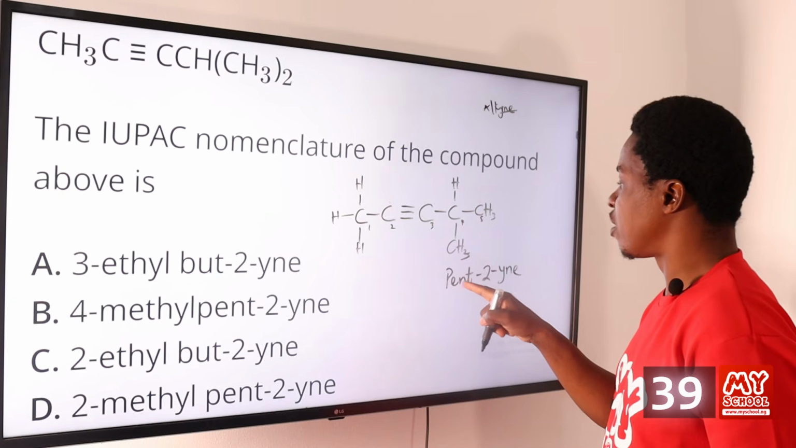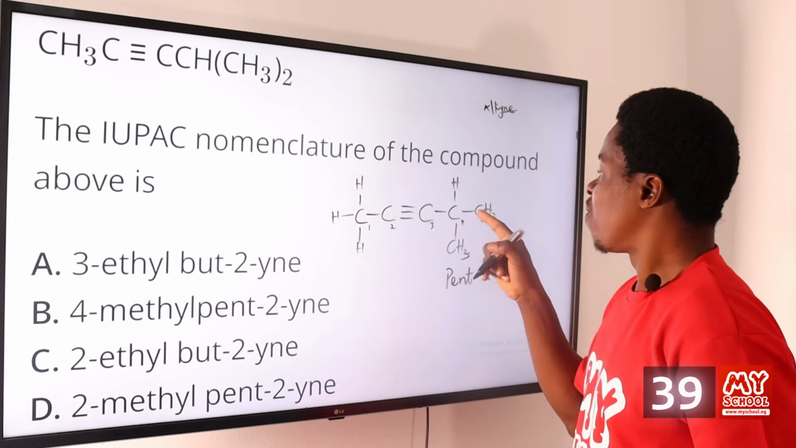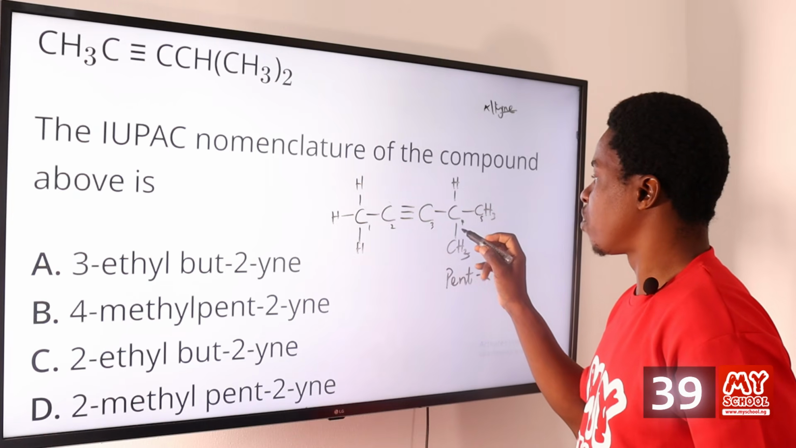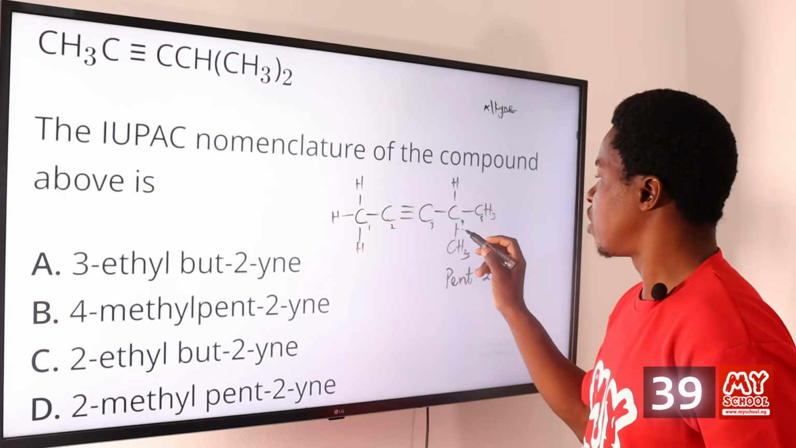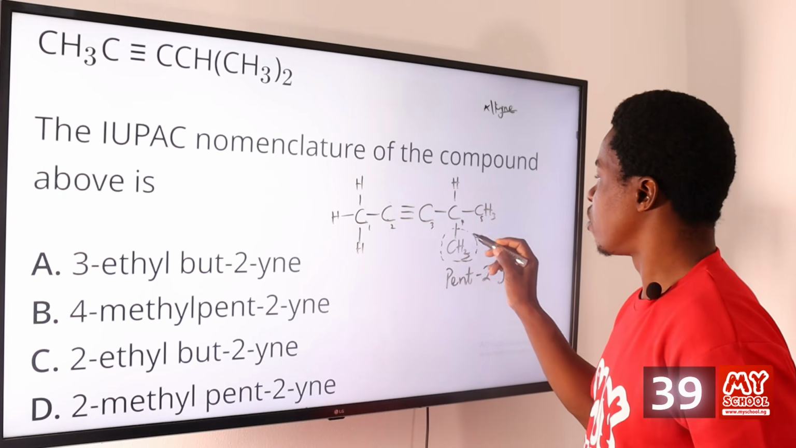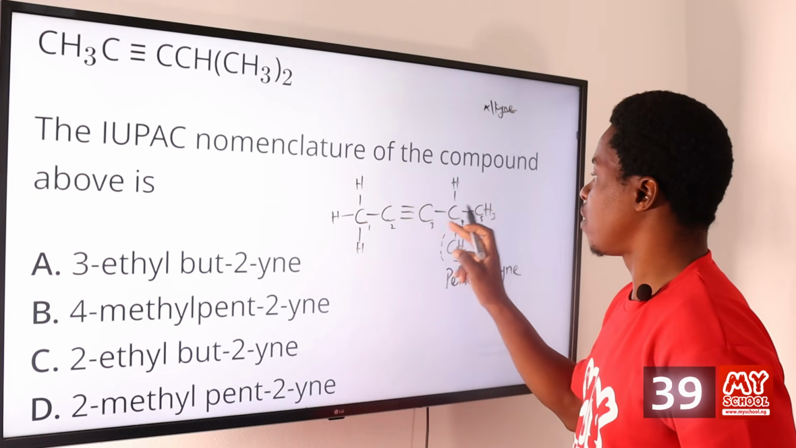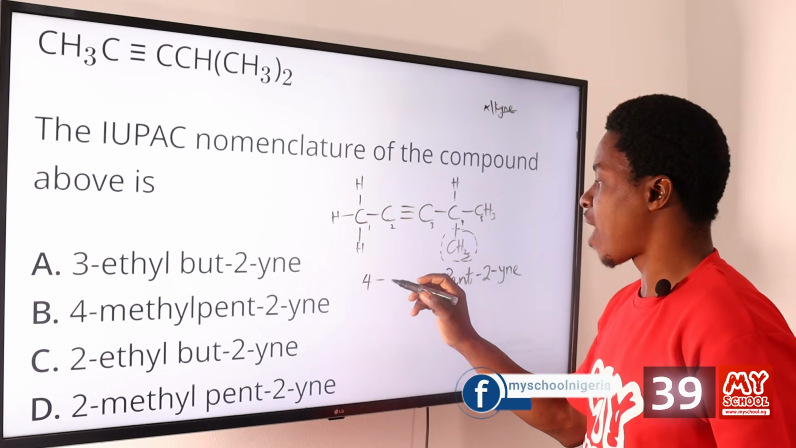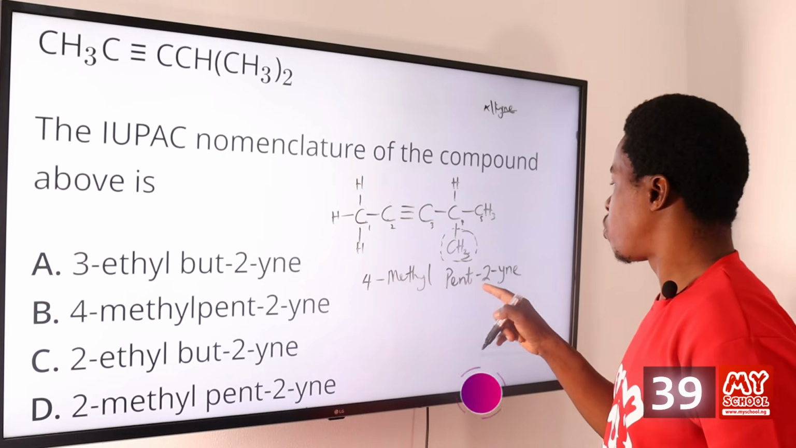YNE. So that is pent-2-yne. Now we look at what number of substituent groups we have. We have one substituent group, because we are counting 1, 2, 3, 4, 5. This is the straight chain. So this is the substituent group, on carbon number what? Carbon number 4: this carbon is 1, 2, 3, 4. So that is going to be 4. What is this? Methyl. 4-methylpent-2-yne.